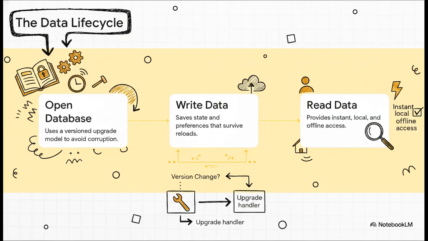Now, the absolutely crucial point here is that first step, the versioned upgrade model. See, the upgrade handler only runs when the version number actually changes. This totally prevents that nightmare scenario of pushing an update and accidentally breaking a user's local app. It's exactly how you modify schemas over time without ever blowing up the data your users have already saved.